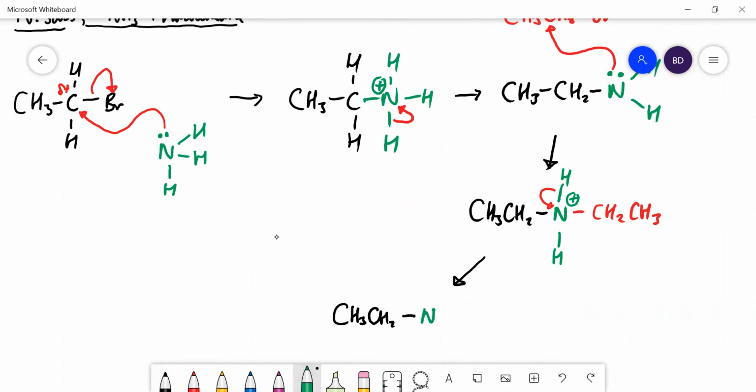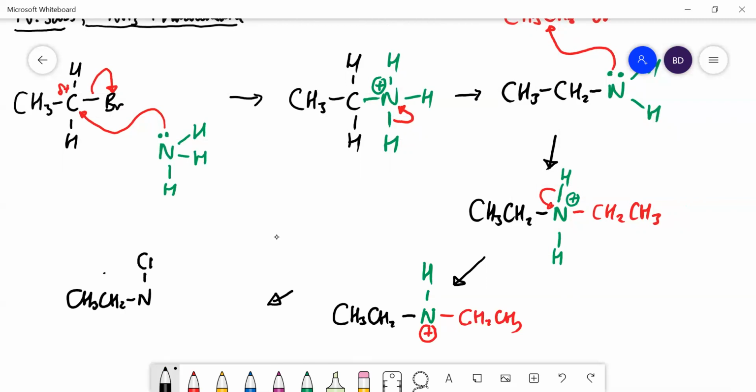Right, now the secondary amine is also a pretty good nucleophile. We've got a lone pair on the nitrogen. So that can then undergo another round of nucleophilic substitution to form a tertiary amine. So the tertiary amine is like that. I won't draw the whole mechanism out, but you get the idea.